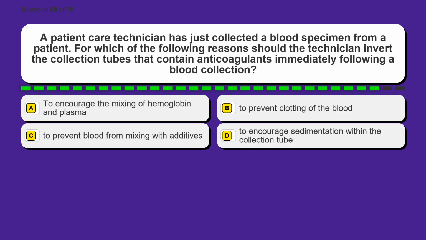Question 59. A patient care technician has just collected a blood specimen from a patient. For which of the following reasons should the technician invert the collection tubes that contain anticoagulants immediately following a blood collection? Option A. To encourage the mixing of hemoglobin and plasma. Option B. To prevent clotting of the blood. Option C. To prevent blood from mixing with additives. Option D. To encourage sedimentation within the collection tube.